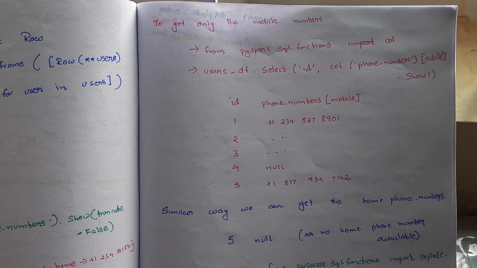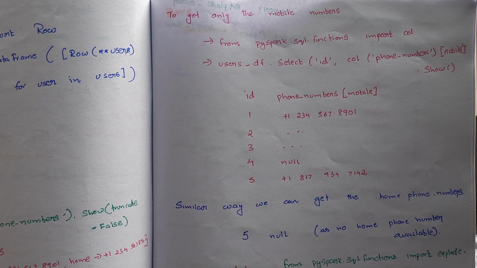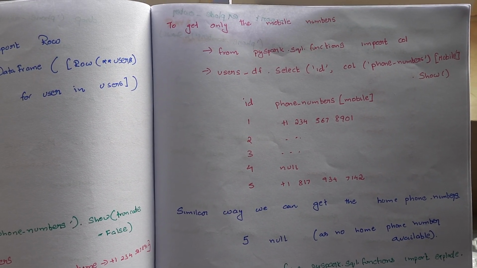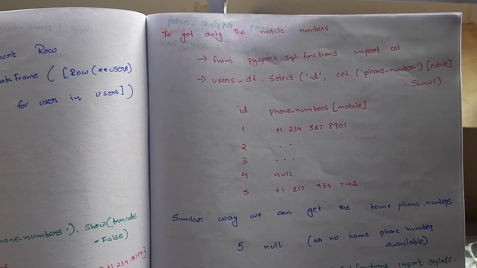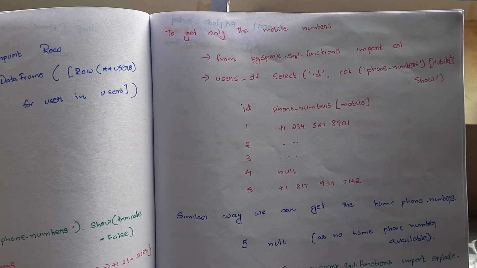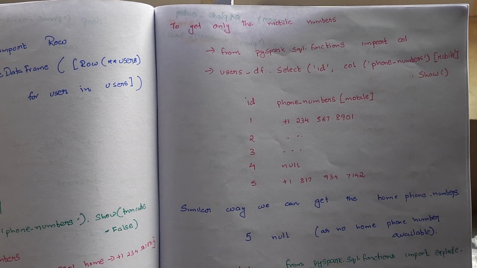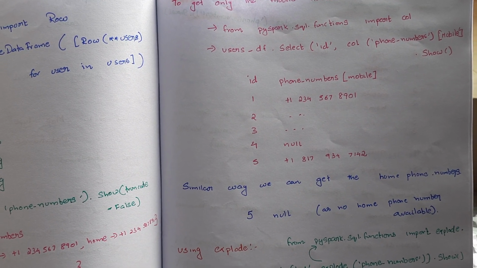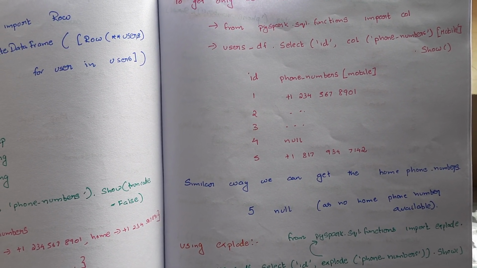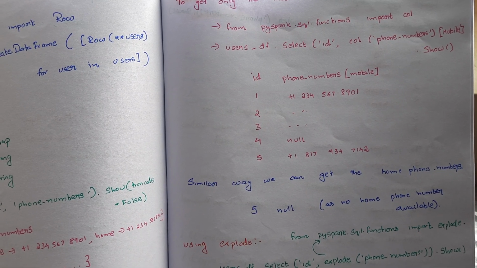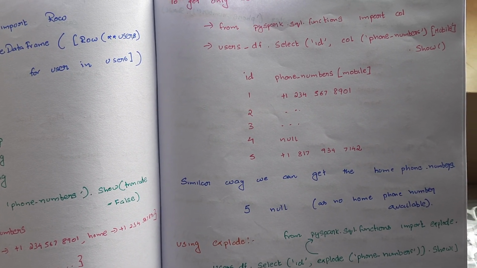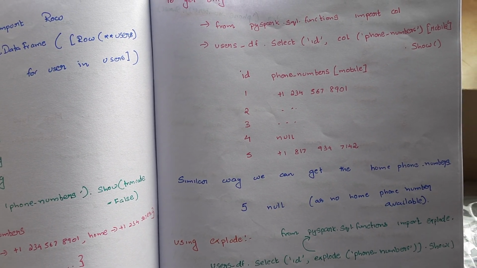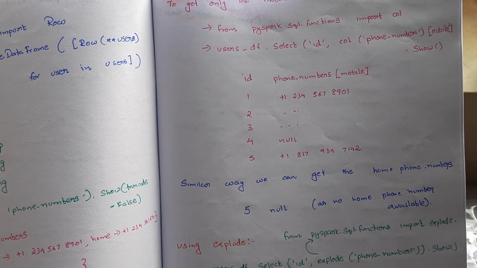To get only the mobile number, from pyspark.sql.functions we import col, and users_df.select id, col of phone number with the index of mobile, .show, so that we will get only the mobile number. In a similar way, we can get the home number as well. For the home number, id 5 will be null because we have not defined any home number for id 5. So here we see only one row for each id.